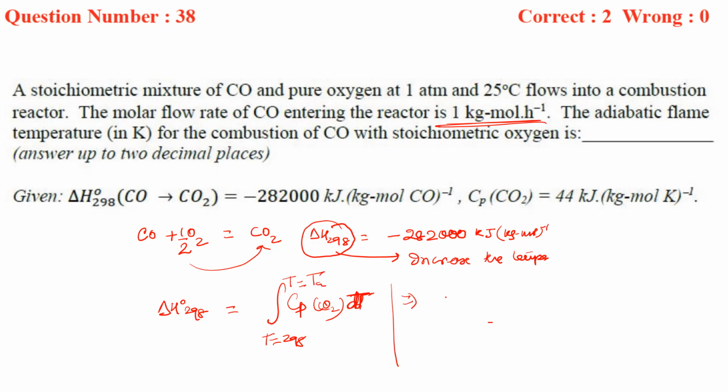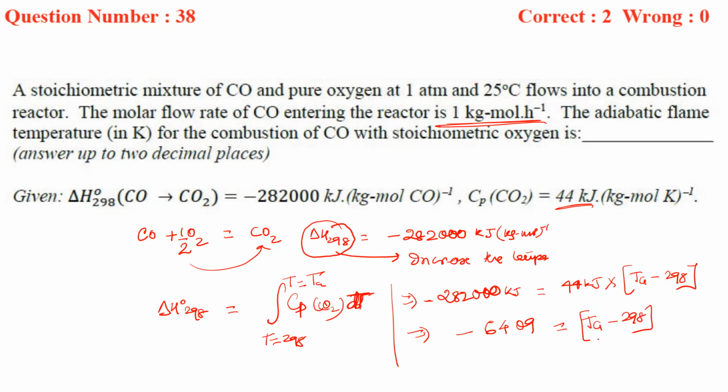So if we equate this one, then 282,000, this is in kilojoule, right? So Cp of CO2 is also given in kilojoule. So 44 kilojoule into T adiabatic minus 298, right? Now if you do the calculation, so minus 6409 is equal to TA minus 298, right?